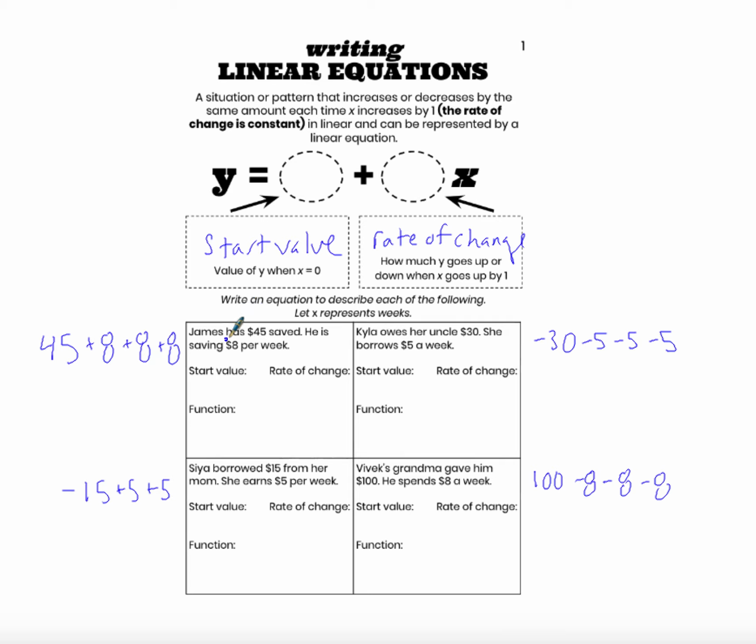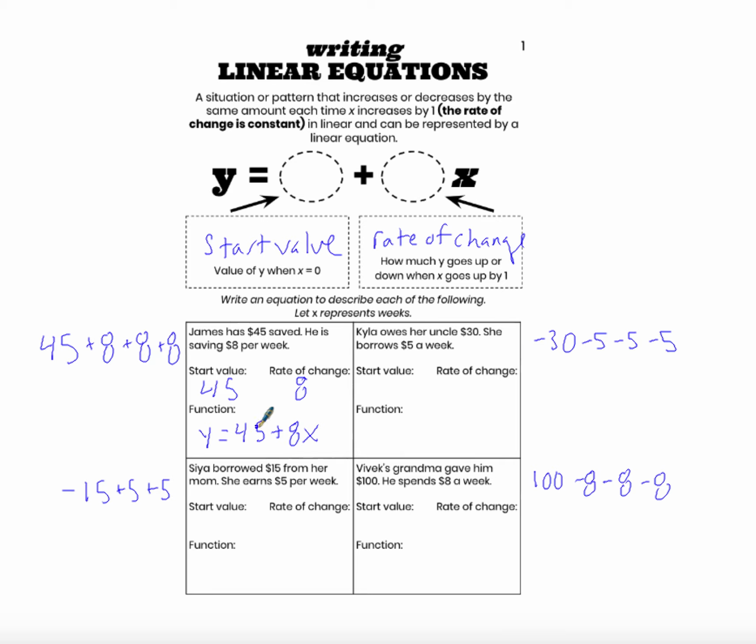So looking at James's case, he has $45. So we would have a start value of 45. His rate of change is 8. That's how much he's increasing by each week. And then his function rule, which is the same as his equation, is going to be 45 plus 8x. That represents the fact that after 1 week he has 45 plus $8.